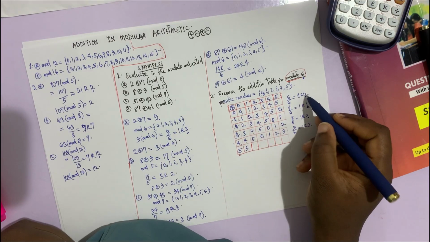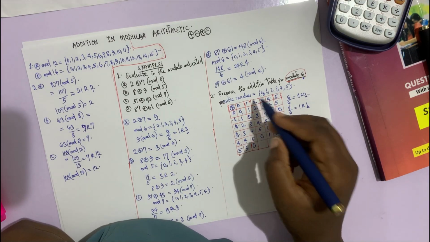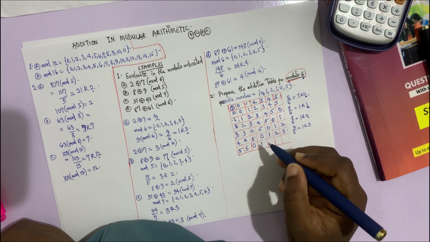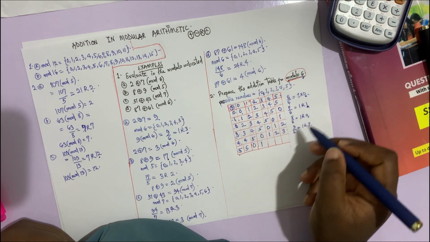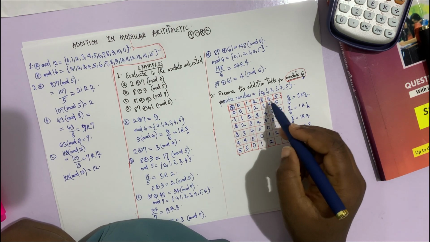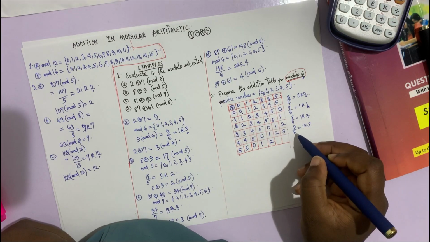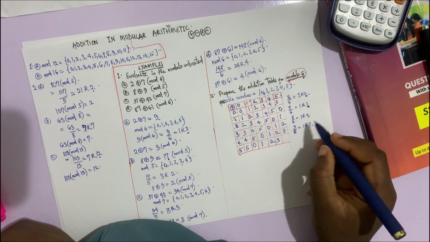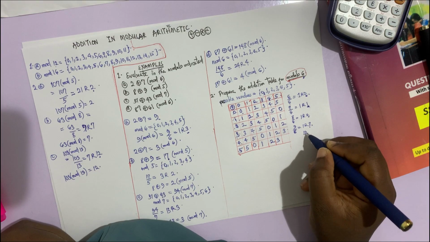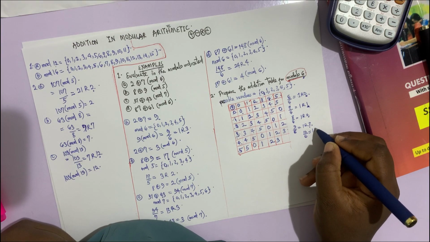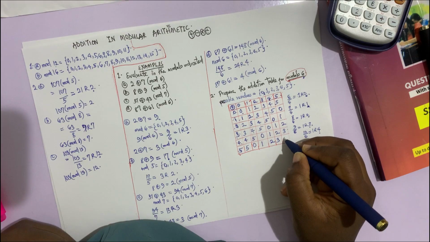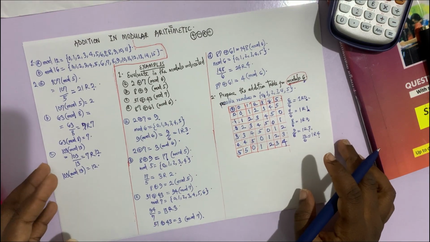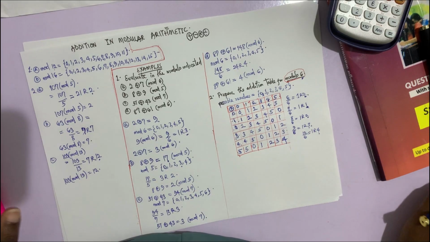5 plus 1, 6. So we write 0. 5 plus 2, 7. So we write 1. 5 plus 3, 8. So we write 2. 5 plus 4, 9. And because 9 over 6 is 1 remainder 3, we write 3. And 5 plus 5, 10. Because 10 divided by 6 will give us 1 remainder 4, we write 4. So this is our addition table for modulo 6.